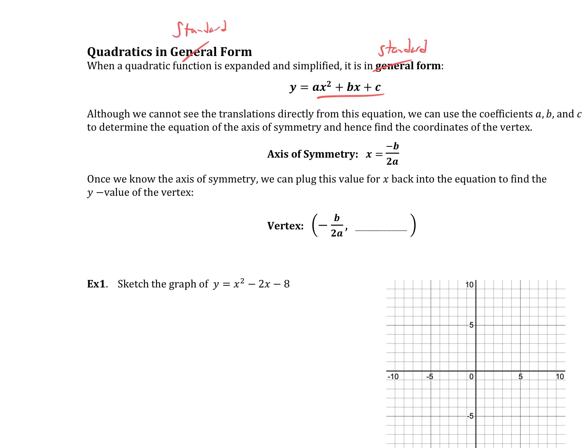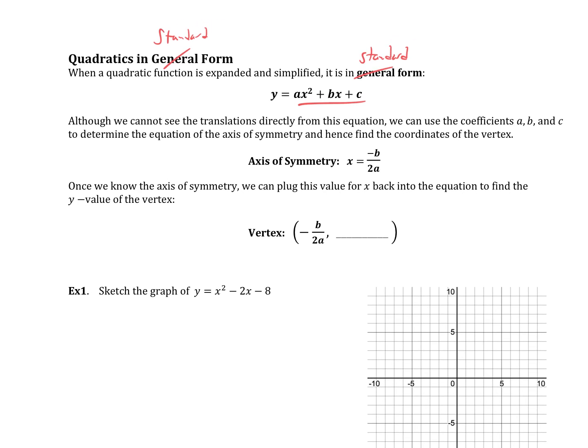Although we cannot see the translations directly from this equation, this one's a little trickier. With vertex form, I could see, okay, here's the vertex, here's the vertical expansion factor. I can make a picture right away. This one is a lot harder. There's not a lot of stuff that comes directly out. So standard isn't maybe the best name because it's not as friendly as some of the other forms we're going to use.